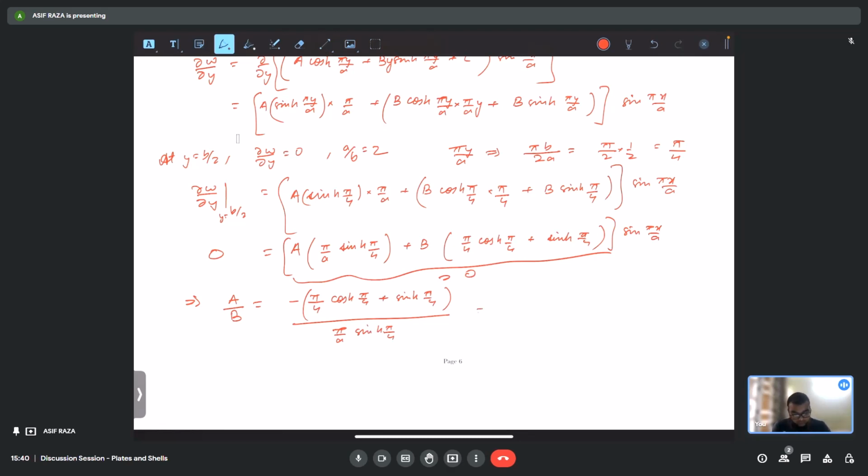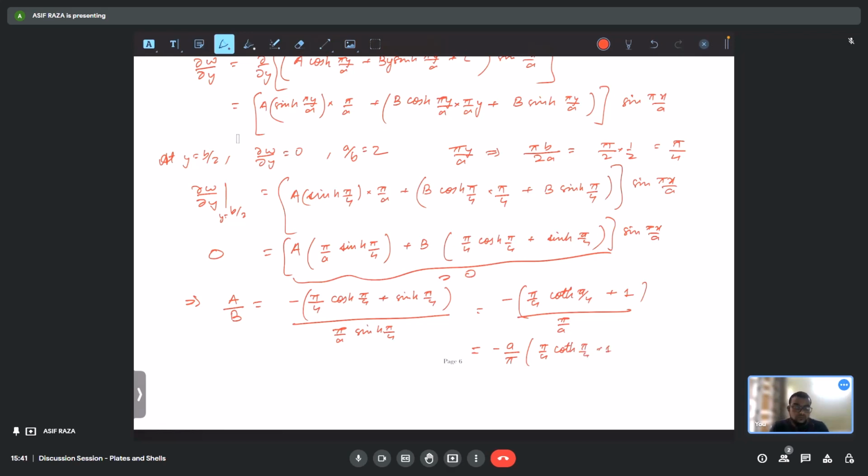If I take sinh pi by 4 as common, so cos upon sin, this will become coth pi by 4, coth pi by 4 plus 1 upon pi by a. So this again can be simplified as a upon pi by 4 coth pi by 4 plus 1.